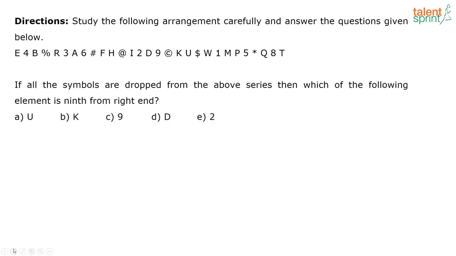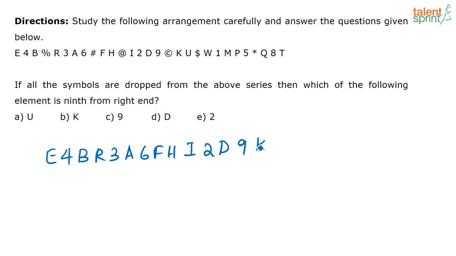Next one. If all the symbols are dropped from the above series, then which of the following elements is 9th from the right end? So I am dropping all the symbols, meaning what will be the arrangement that I have? I will have E4, BR, 3, A6, FH, I, 2, D9, KU, W1, MP, 5, Q8, T.